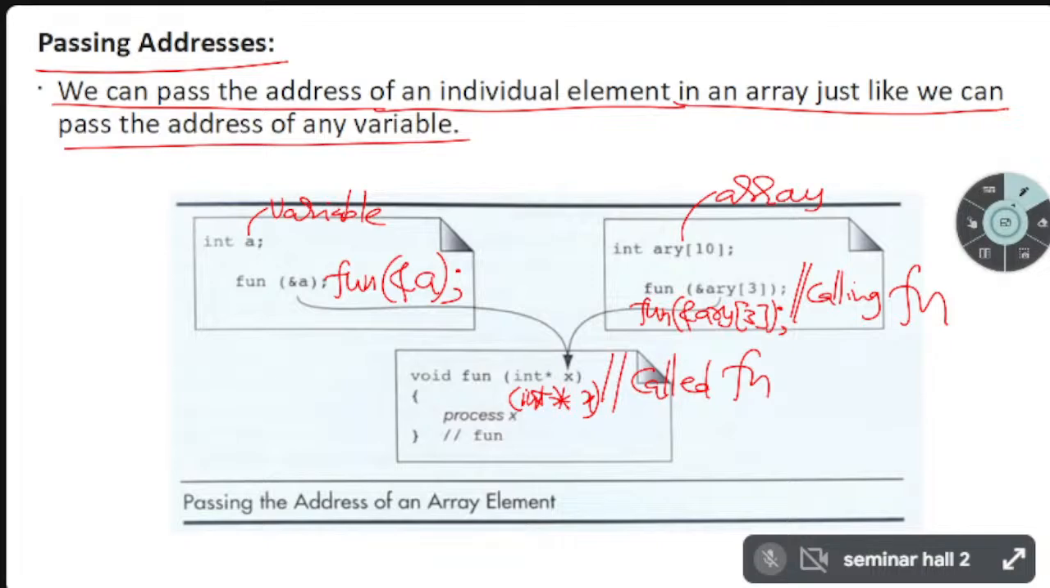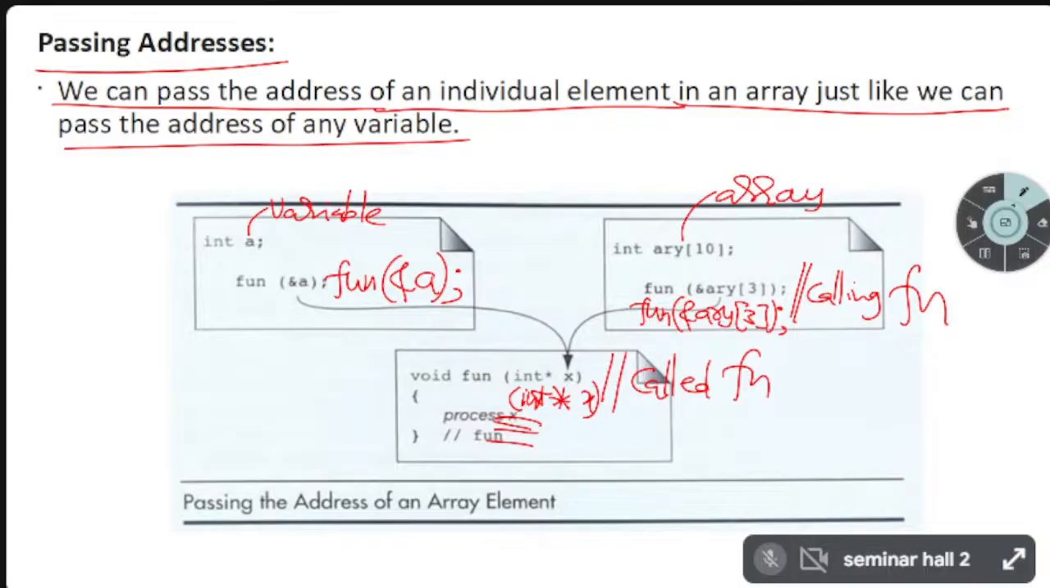Int a and second statement, function of ampersand a. Int array of 10, function of ampersand array of 3. Array of 3 means fourth element, index 3 means fourth element. And here void function in bracket int star x. Here the star means pointer. That is the next topic, next chapter, pointer. Int star x, and some processing statements, right?